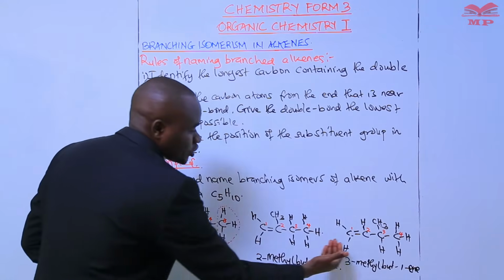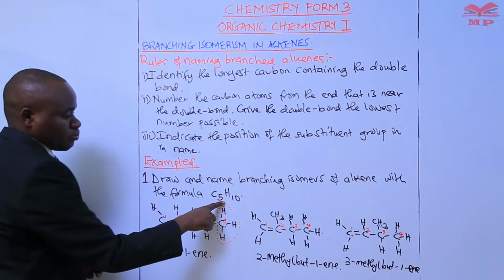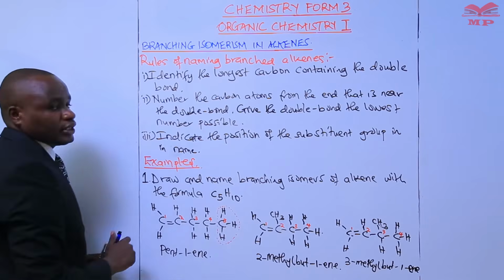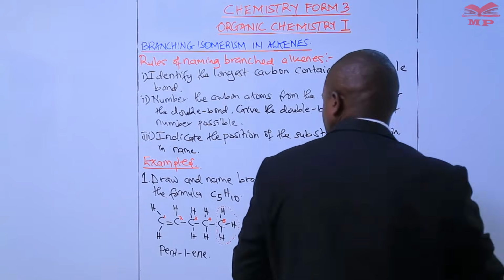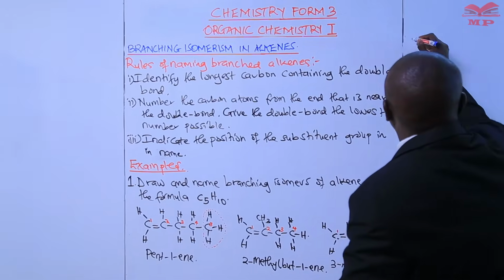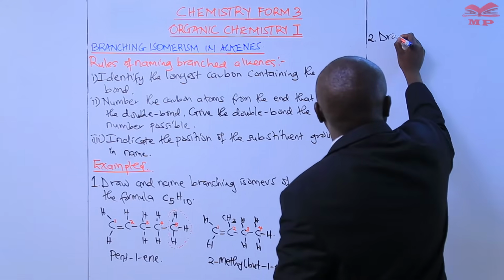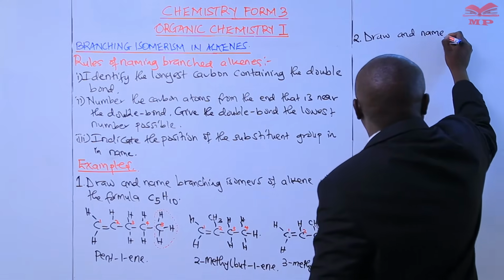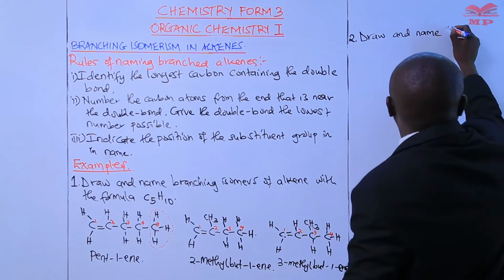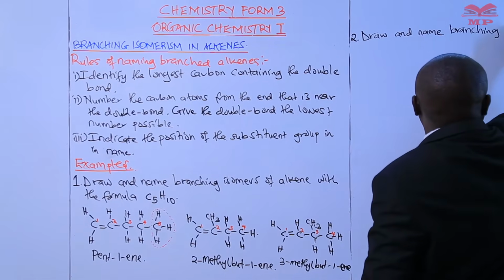These are the branching isomers, because we have a branch or a substituent group of this compound whose molecular formula is that. Next, I want us to look at another example. Example 2. You draw and name branching isomers.